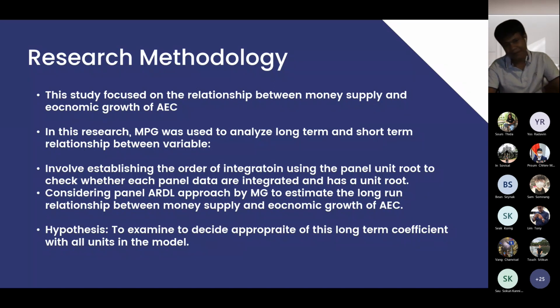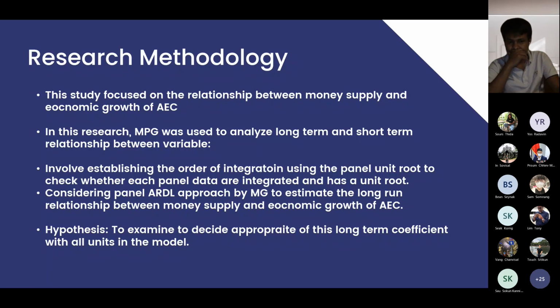So ARDL, or we can call it the autoregressive distributed lag model, is an ordinary least squares based model which is applicable for both non-stationary time series as well as for time series with a mixed order of integration. This model takes a sufficient number of lags to capture the data generating process in a general-to-specific modeling framework. And the Pooled Mean Group method is a bit different from the Mean Group method.